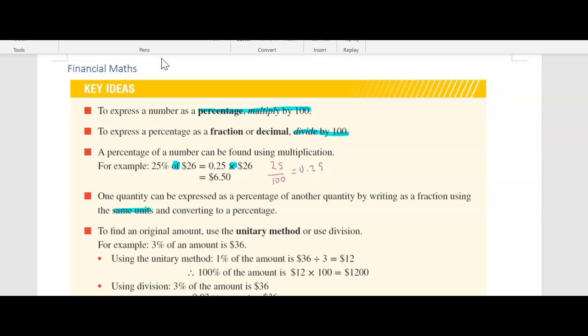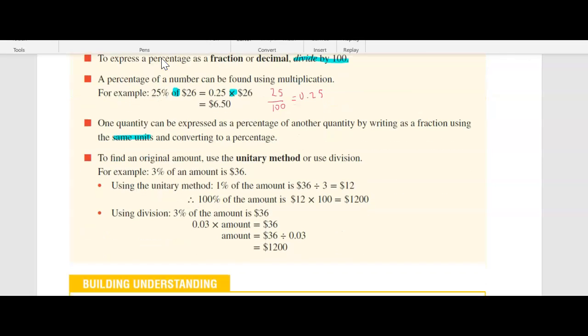To find an original amount, use the unitary method. So you may have been taught this previously, and this is a good way of doing it. I taught you the mental way of doing percentages, and that's called the unitary method.